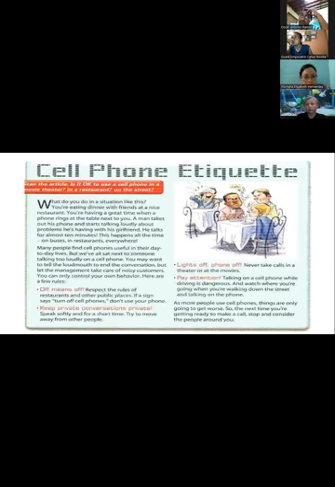I agree that you should turn off your cell phone and not use your phone, for example, in a movie. Yes, I totally agree with that. It's very important, because you have to respect people's privacy. We have to be very careful and also respect other people and people's opinions.